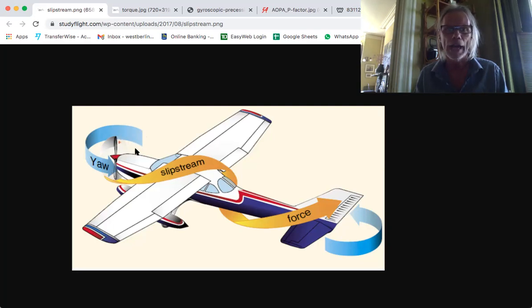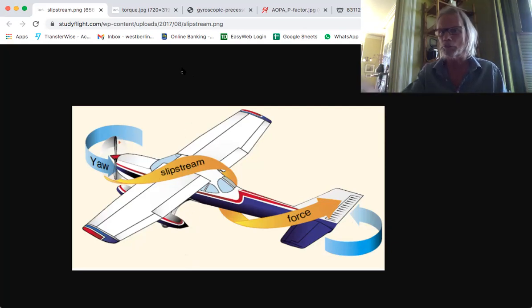Okay, so what happens is that the air that is pushed by the propeller is moved towards the left-hand side of the fuselage and spirals around the aircraft and eventually creates a force on the left-hand side of the vertical stabilizer, which holds the rudder. And that causes the aircraft to yaw to the left along that vertical or normal axis.